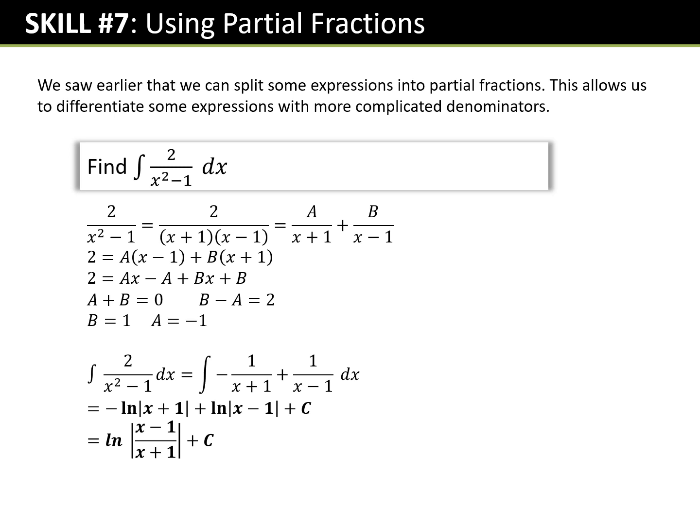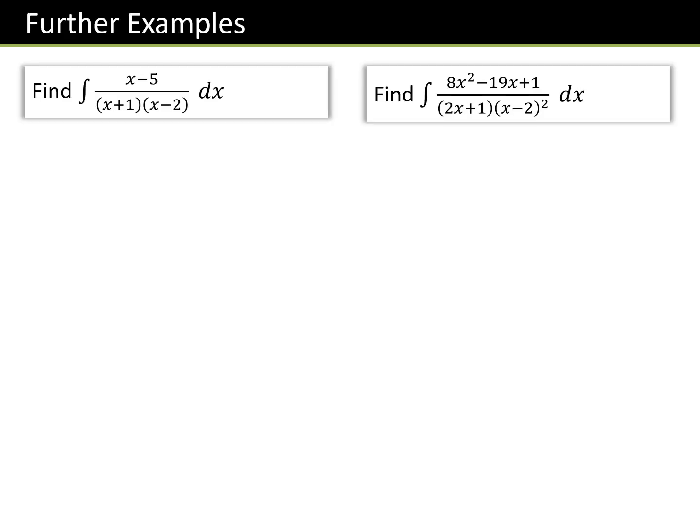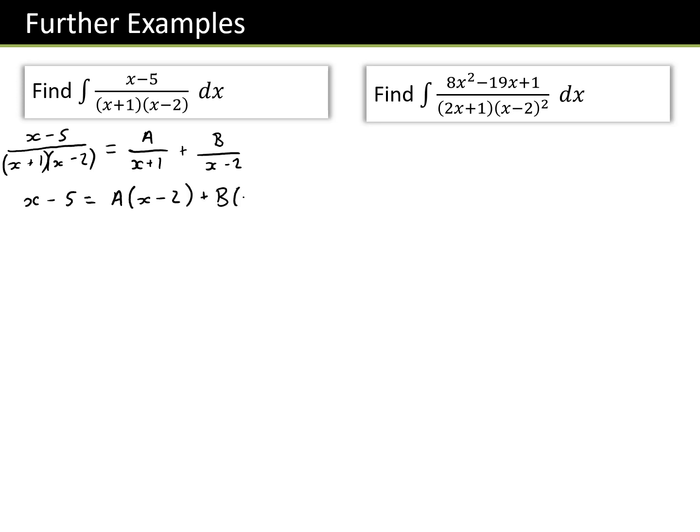Okay, so carrying on. Some more examples. So, partial fractions on this thing first. So, x minus 5 all over x plus 1, x minus 2. The bottom's already factorised, so we can just say that it's equal to a over the first part of the denominator plus b over the second part of the denominator. Multiply it all up, so x minus 5 equals a lots of x minus 2 plus b lots of x plus 1.